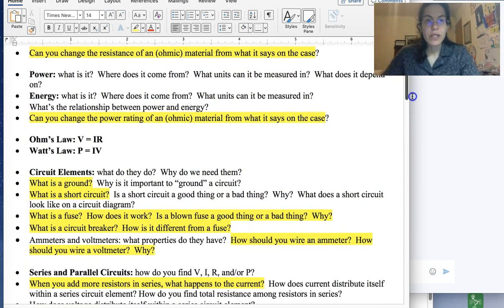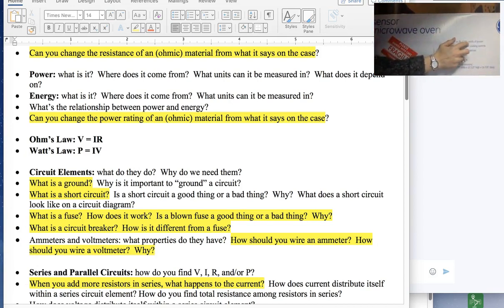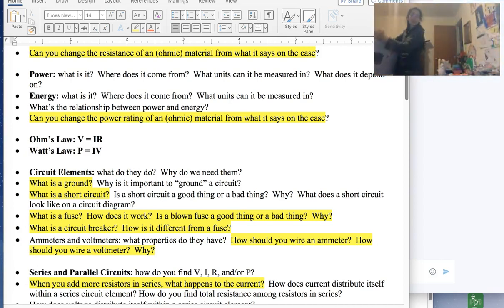We've got several different equations for power. I squared R tells you how hot you can expect the wire to get. V squared over R takes power down to first principles. Yes, you can change the power rating of an ohmic material from what it says on the case. Saying that it expects to use 1100 watts of power is only true if you've plugged it in the good old US of A at 120 volts, the way the manufacturers expected you to. If you're using a different voltage and you change the resistance, yes, you will totally get a different power rating than the 1100 watts it said on the box.